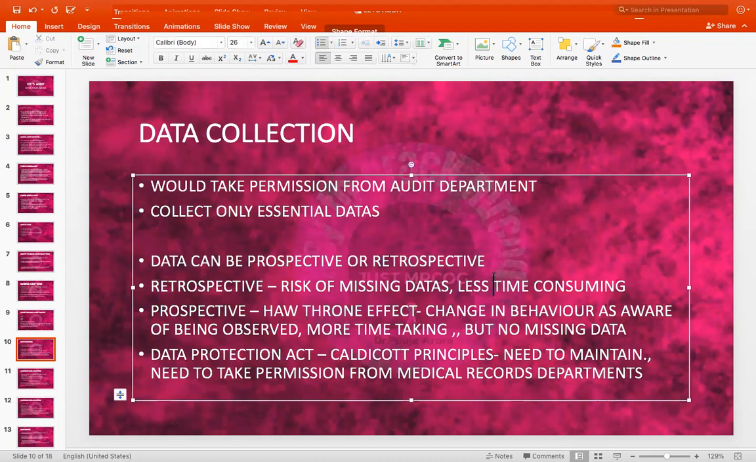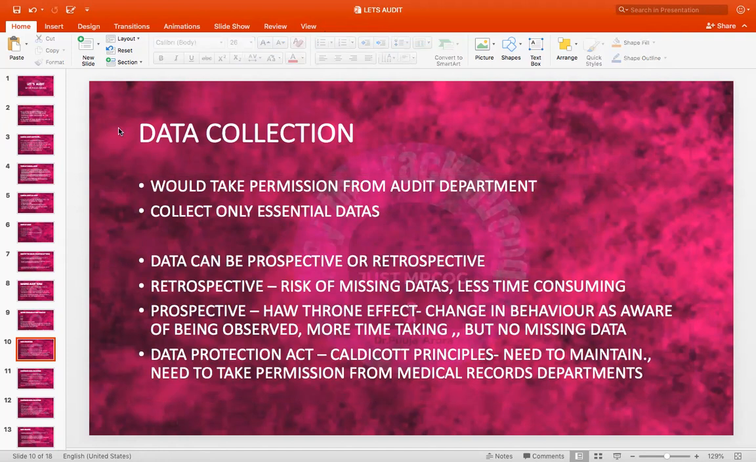Caldecott principle, which we have read a lot in part 2, that we need to maintain, need to take permission from medical record department. That is again a buzzword. Data Protection Act. We will follow Data Protection Act. We have to utter this word, Caldecott principle, because this is a buzzword. We need to maintain Caldecott principle. We need to take permission from medical record department. So in this slide, audit department, essential data, prospective, retrospective, missing data, Hawthorne effect, Data Protection Act, Caldecott principle, taking permission, these are all buzzwords. You are not supposed to miss that. So this is our next step.